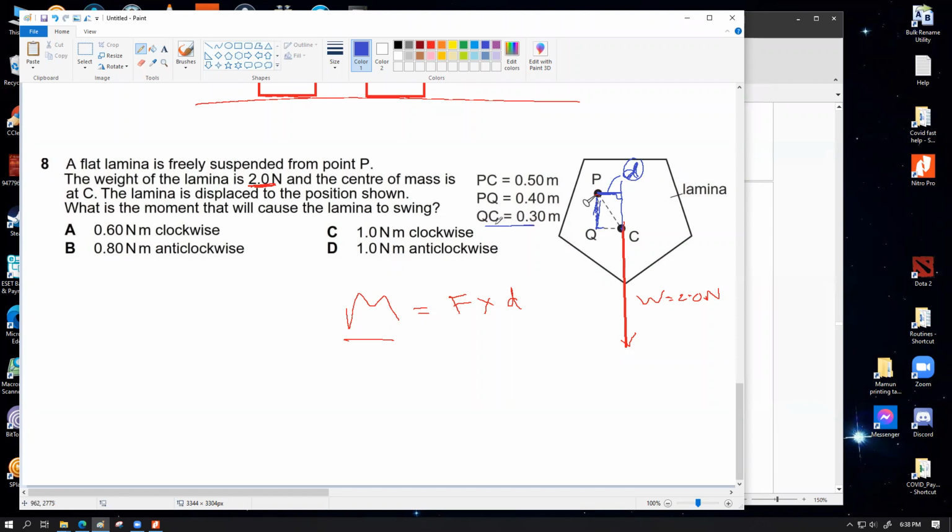So QC is the correct perpendicular distance that you have chosen, and the rest is pretty simple. You just multiply 2 by 0.3, which gives you 0.6. There is only one option for 0.6, so that makes your choice much simpler. It's a clockwise moment, because if you are hanging from this point, with this working force, the object is going to try to rotate to the left, which makes it a clockwise rotation.